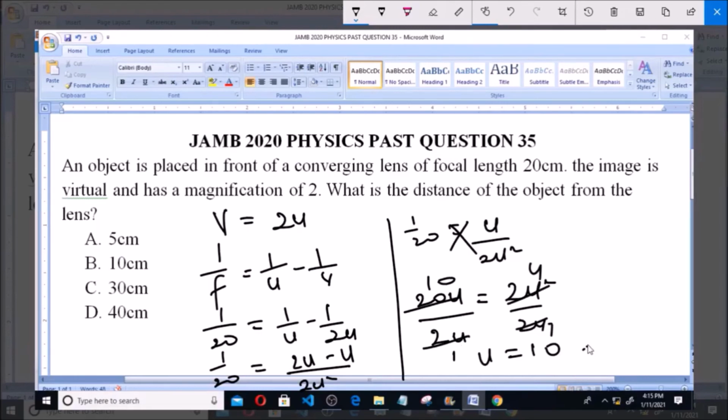So the answer to this question, or the object distance from the converging lens, is 10 centimeter, and that is option B.